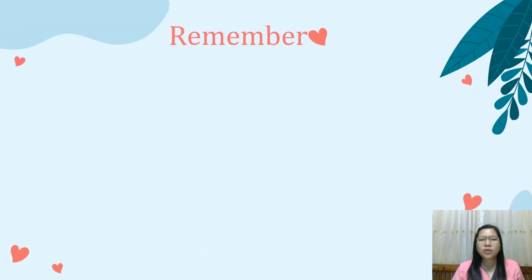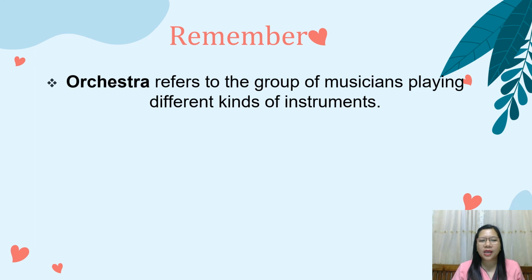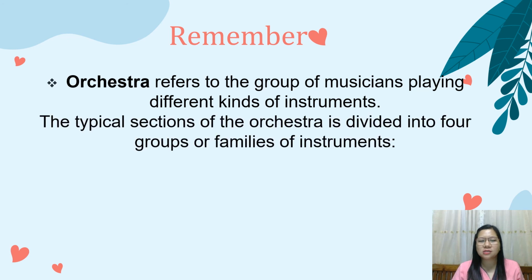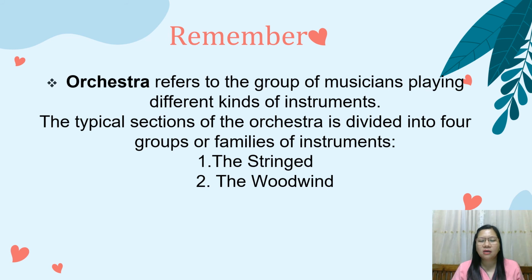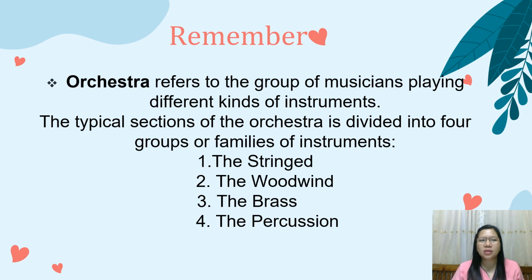Class, always keep in mind the following terms in order for you to fully understand our lessons. Orchestra refers to the group of musicians playing different kinds of instruments. The typical sections of the orchestra are divided into 4 groups or families of instruments. Number 1, the string. Number 2, the woodwind. Number 3, the brass. And number 4, the percussion.